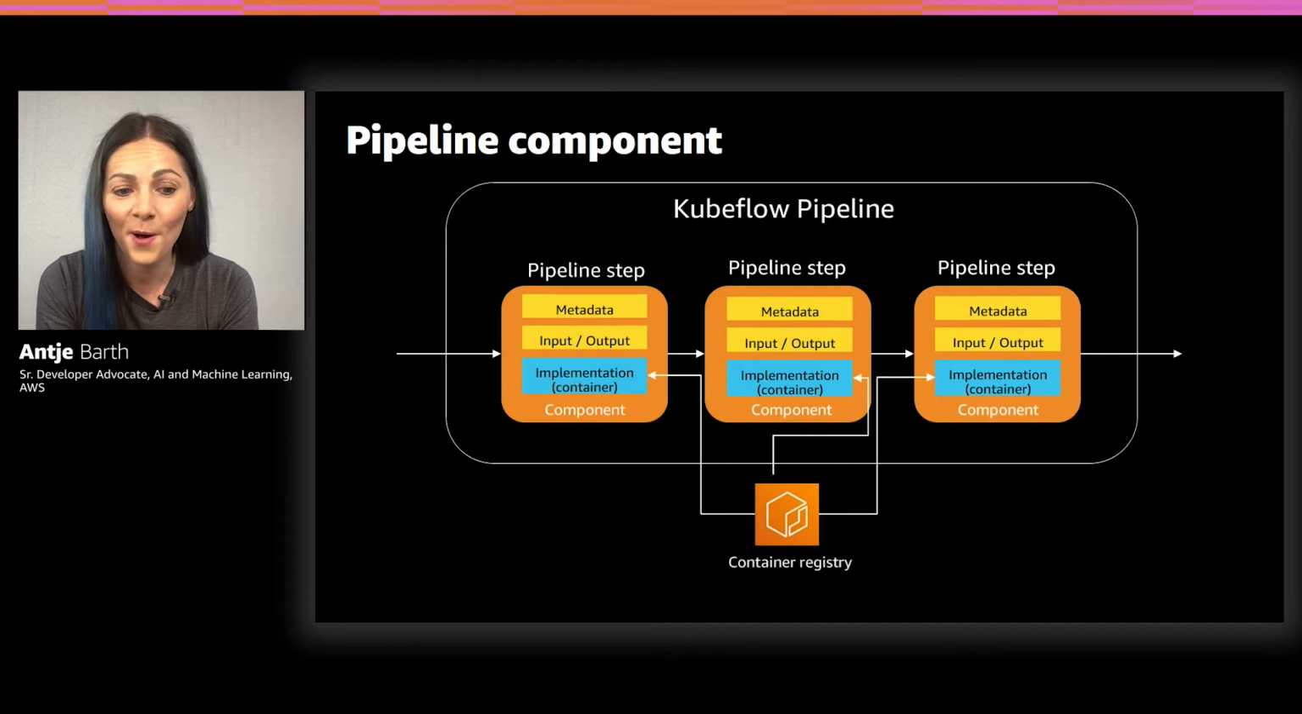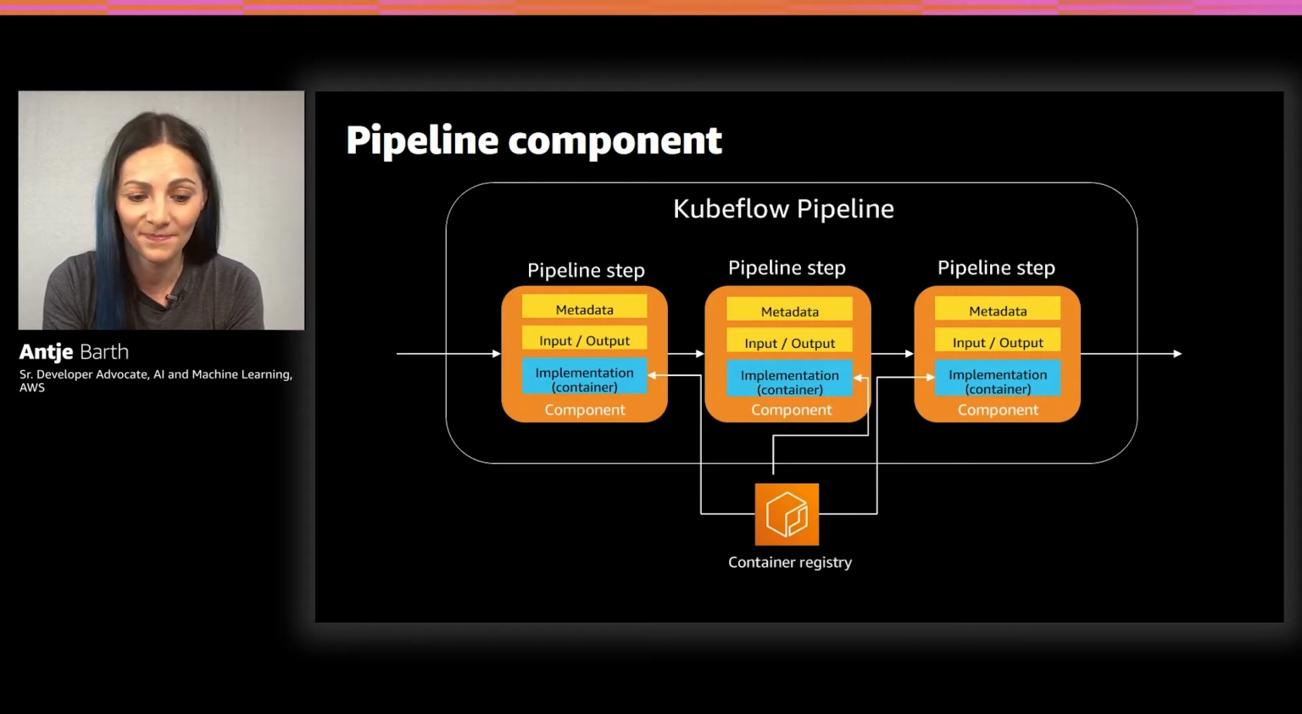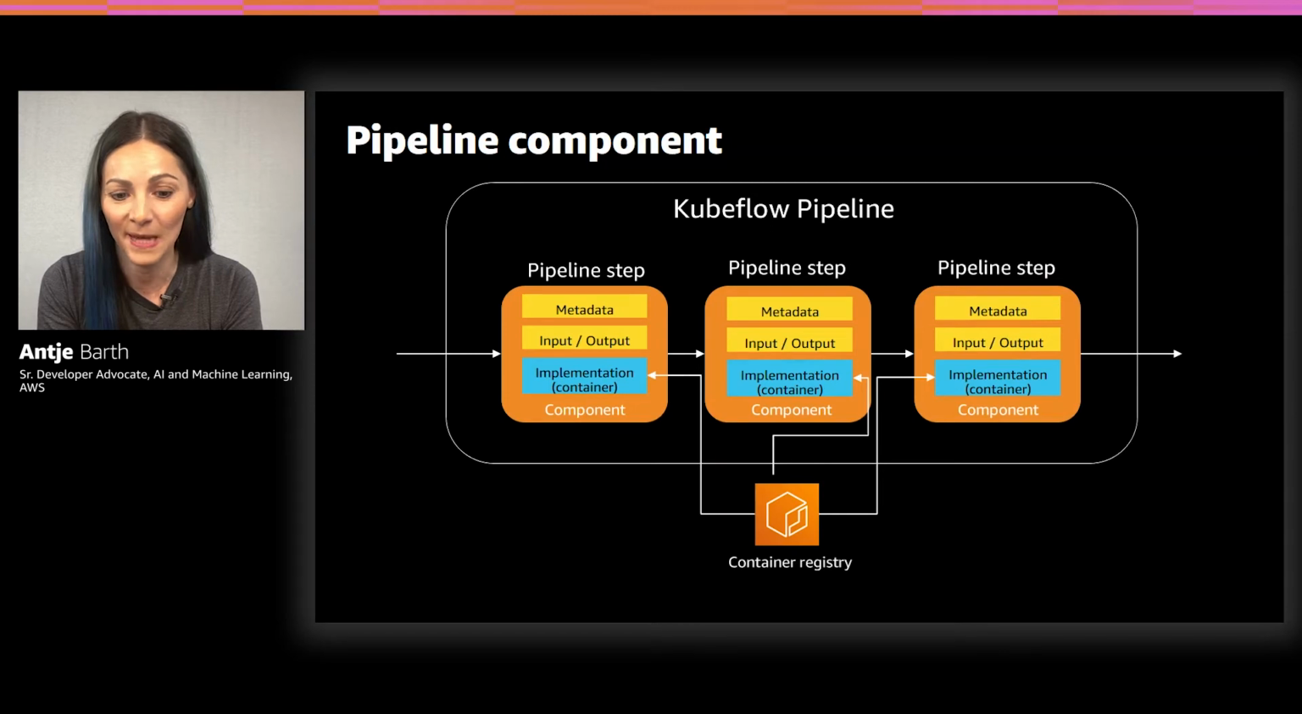So when I talk of components, what does it mean? Basically, a Kubeflow pipeline is constructed of individual pipeline steps. And each step is an execution of a component. The component is implemented as a Docker container, and it contains obviously the code to execute and also any inputs and outputs and the metadata for the specific step. So you're basically lining up those individual steps to define your Kubeflow pipeline.